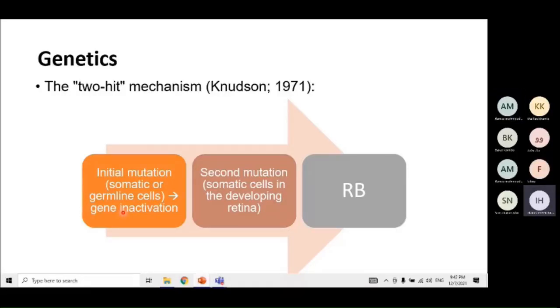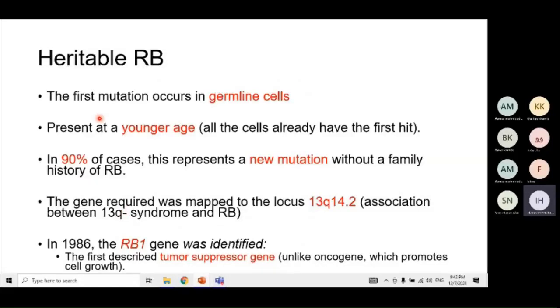Okay. So for the heritable retinoblastoma, they have the first mutation in the germline cells, and they present in younger age because when a germline cell has a mutation and damage to one of the alleles of the tumor suppressor gene, this cell will divide and a large number of cells will have this first hit. And thus it's not uncommon to have a second hit and develop retinoblastoma. And usually this happens in a younger age in comparison to the non-heritable retinoblastoma.